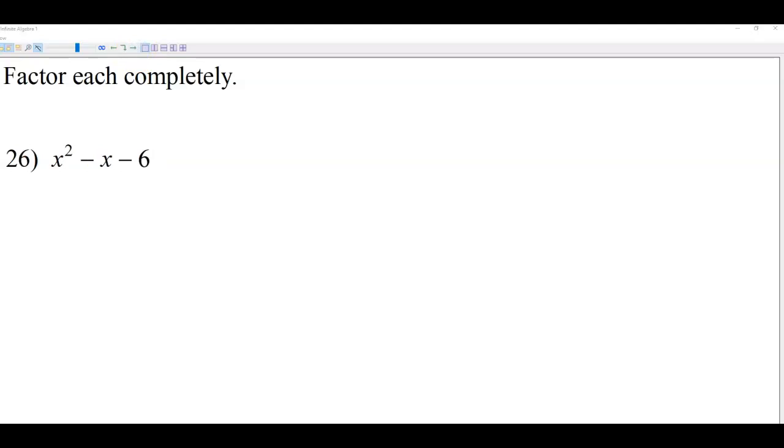This brings us to our third factoring method, the box method. So anytime you have a trinomial, we're going to try to factor that using the box method. I guess I can make that a little bigger.